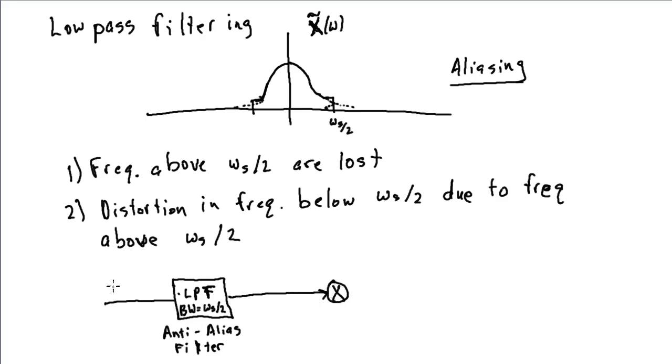And if you recall, we sample by just multiplying our signal by this impulse train to get our sampled version of x of t. So the point here is that before you sample, you should always use an anti-alias filter to eliminate any frequencies that are above the Nyquist frequency divided by 2. This will help to minimize the distortion that's caused by aliasing.